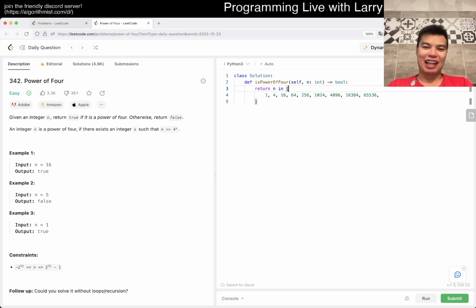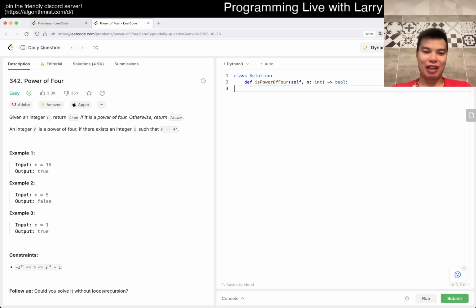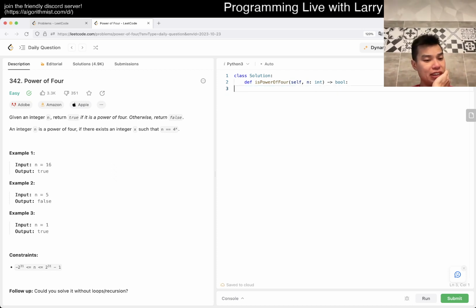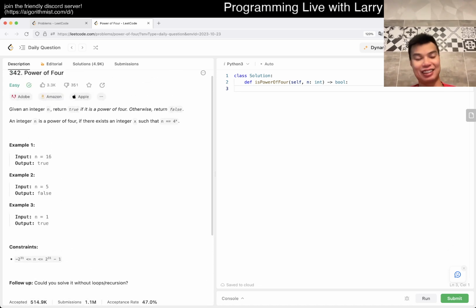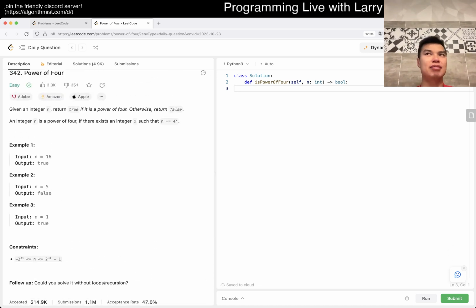Alright. I'm not going to actually write it out, but you can kind of do it that way. That was just to answer whether I could solve it without loops and recursion. So technically, yes. Is there any other way?